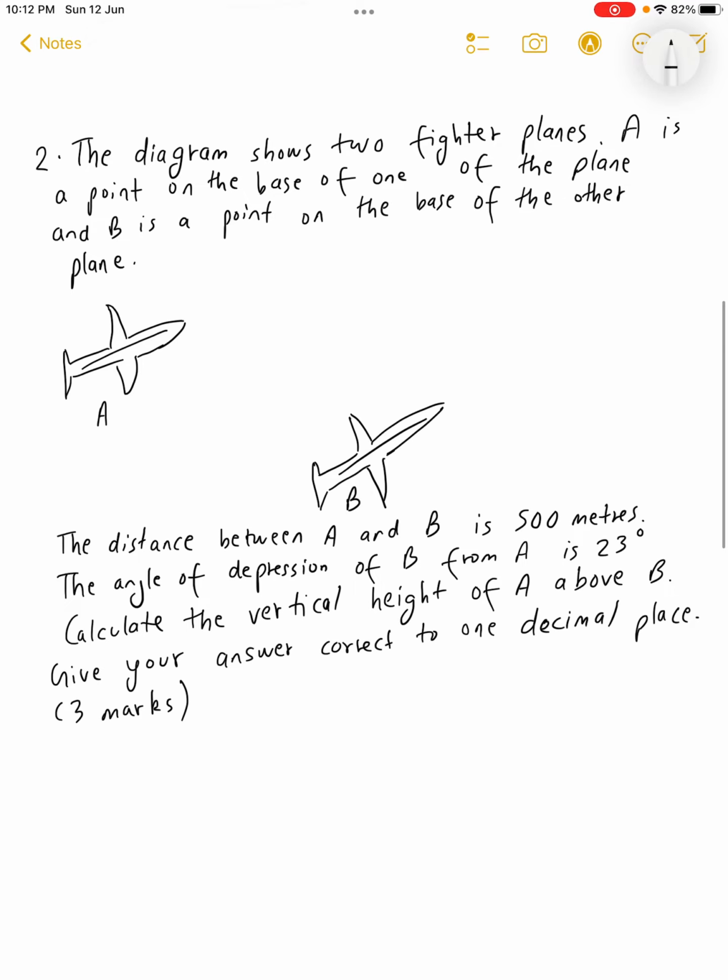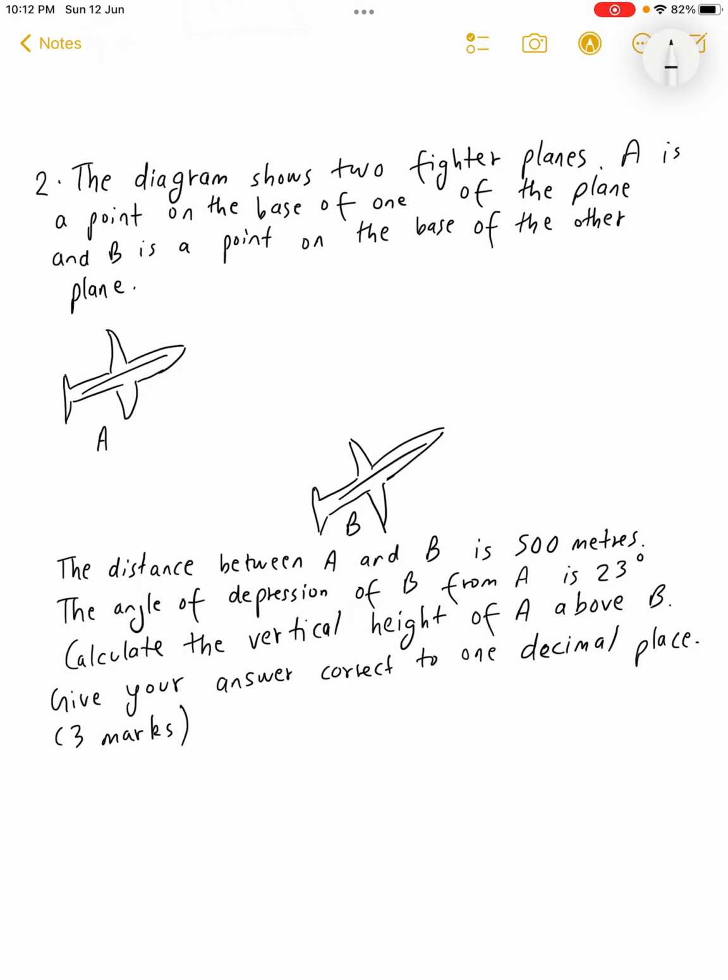So the diagram shows 2 fighter planes. A is a point on the base of one of the planes, and B is a point on the base of another plane. I know that these planes don't look great, but this is a rough diagram of how a plane should look. The distance between A and B is 500 meters. The angle of depression of B from A is 23 degrees. Calculate the vertical height of A above B. Give your answer to 1 decimal place.